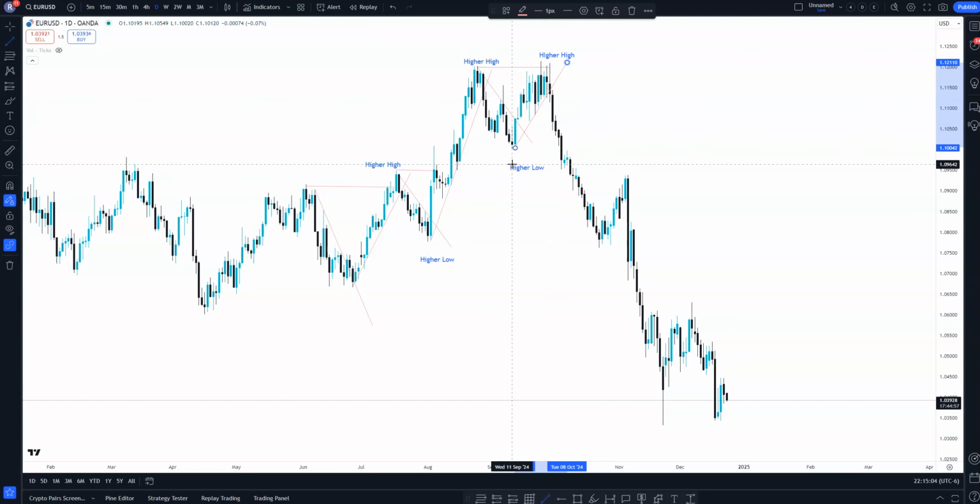This is our last higher low. If this is broken, that means the market is changing from being bullish, higher high, higher low, higher high, higher low, higher high, to bearish. In bearish structures, we create the opposite of higher highs and higher lows, which is lower lows and lower highs. So that's what we create once we start going lower.